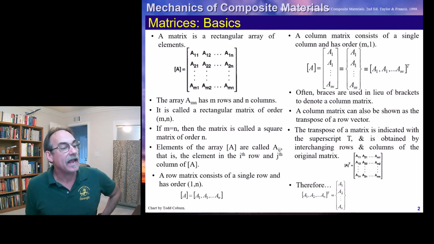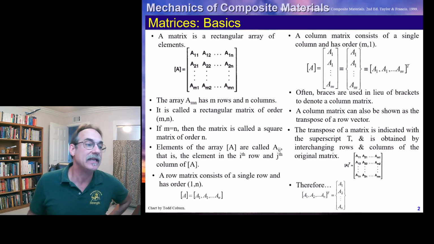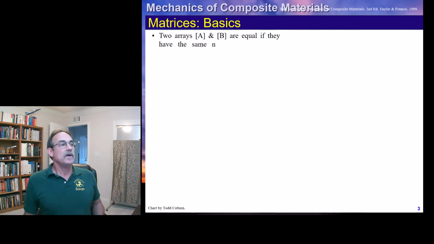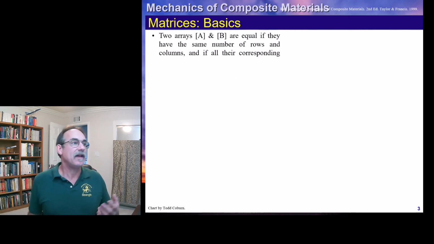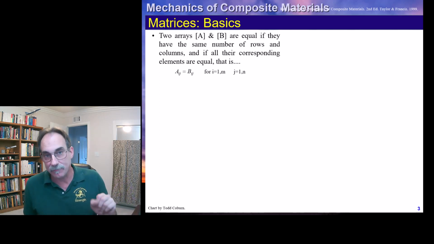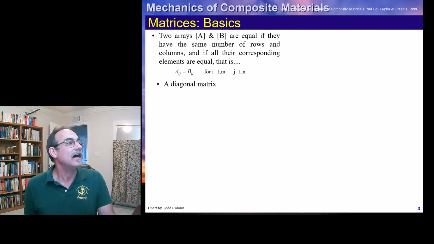Therefore, A1, A2, A3, if we didn't have that little T symbol, that would just be a row matrix, but that transpose means we're going to take that row matrix and flip it, and that makes it a column matrix. In the same way, the transpose of a column matrix makes it a row matrix, as you can see here. Got it? Okay, so two matrices are equal if they have the same number of rows, the same number of columns, and every single entry is the same. That's obvious, so to speak.